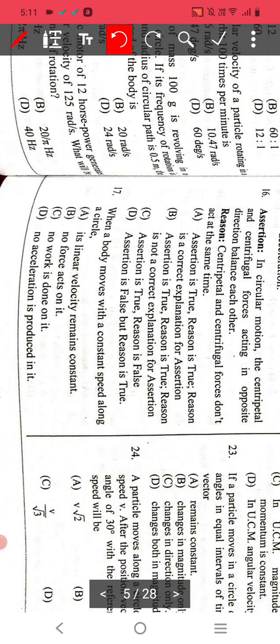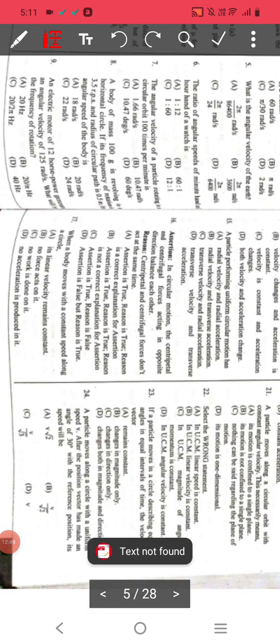Question number 17 we have completed. So we will stop over here because of less time. Still we will try to cover some 2-3 problems.